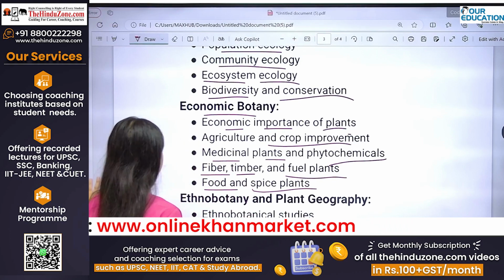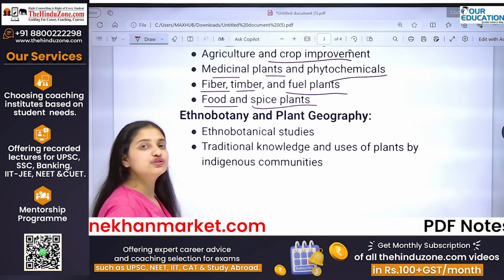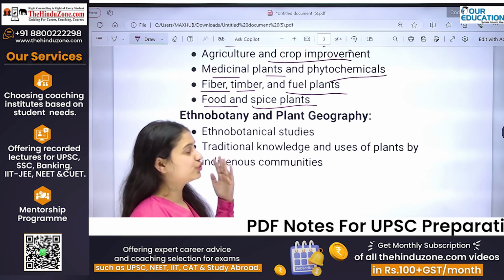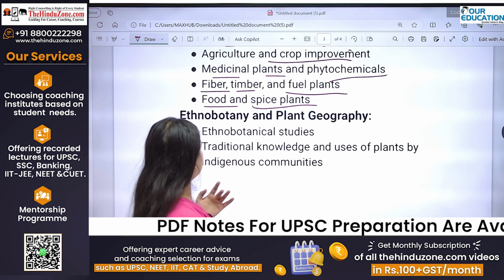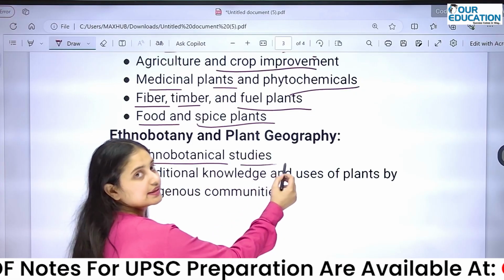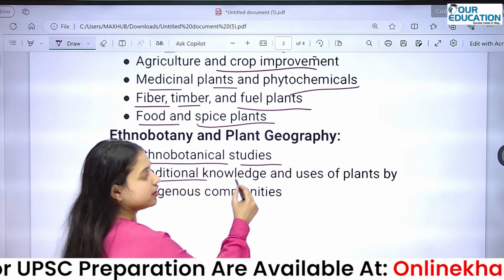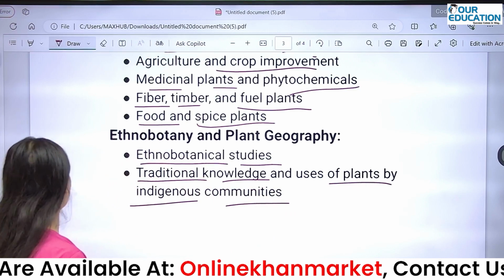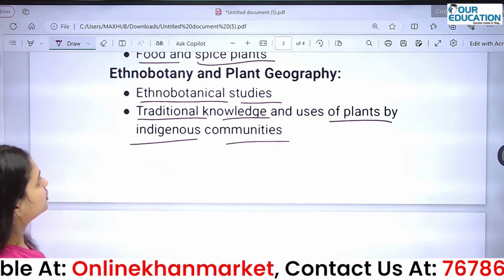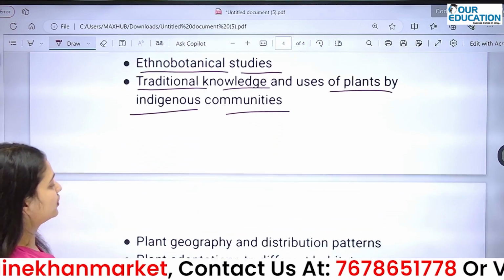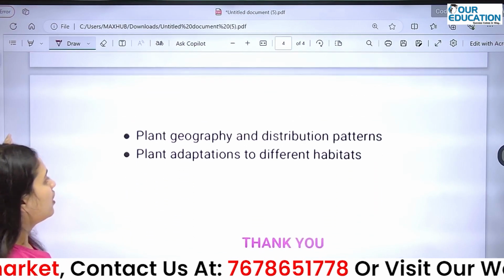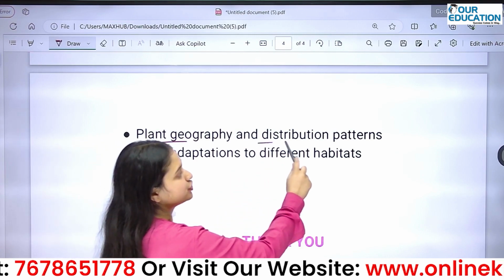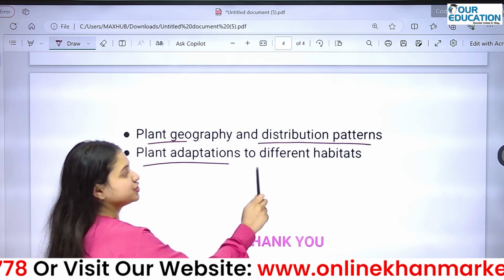Now come to the next, that is ethnobotany and plant geography. In ethnobotany and plant geography, you have to cover ethnobotanical studies, traditional knowledge and uses of plants by indigenous communities. So you have to cover these in ethnobotany and plant geography. Now the last of this is plant geography and distribution patterns, plant adaptation to different habitats.